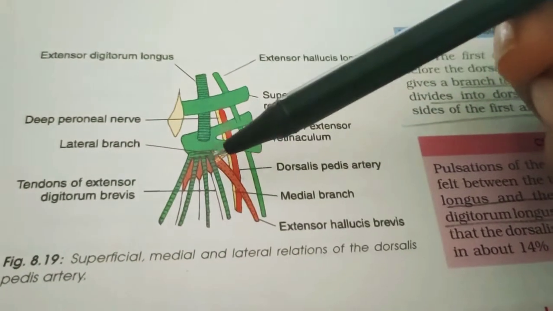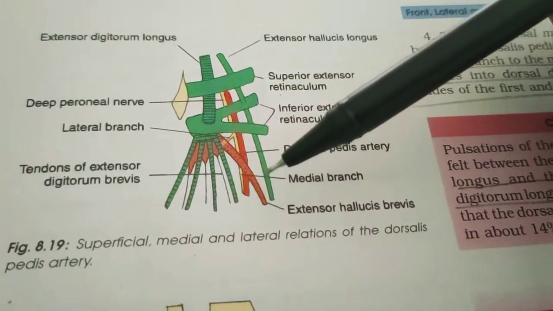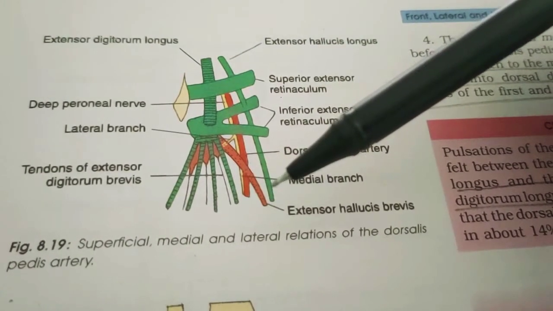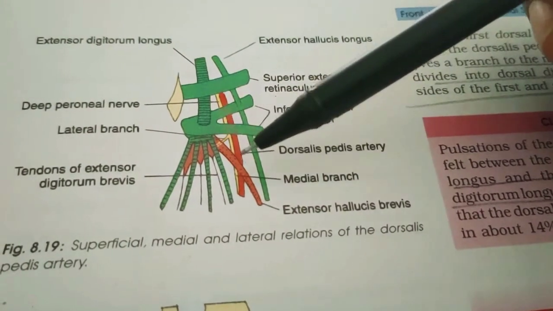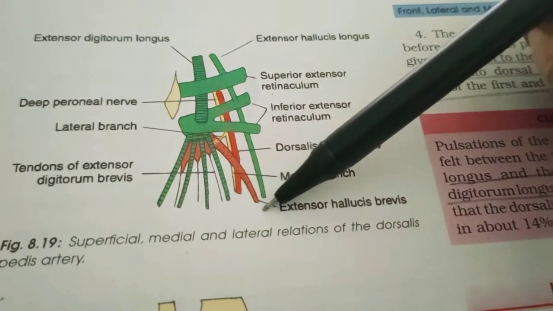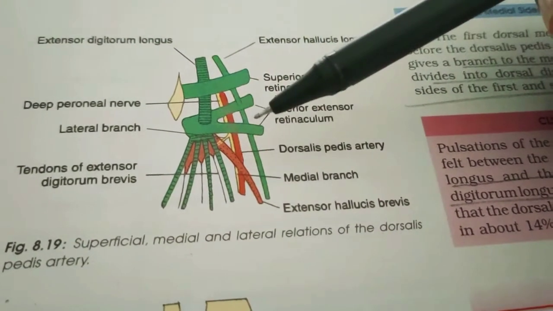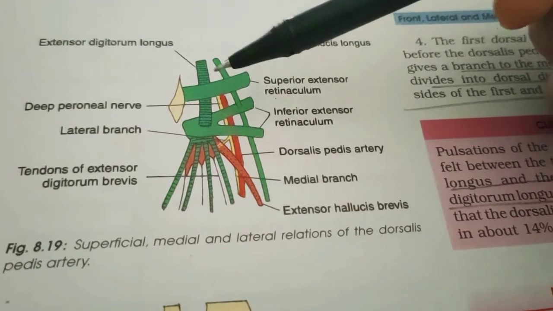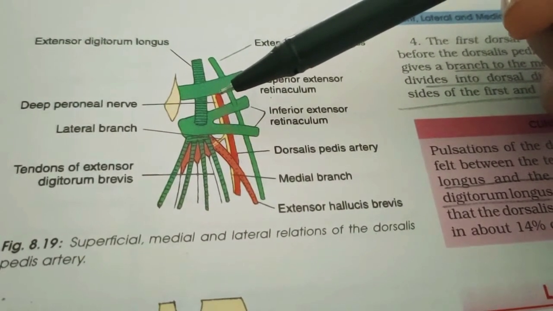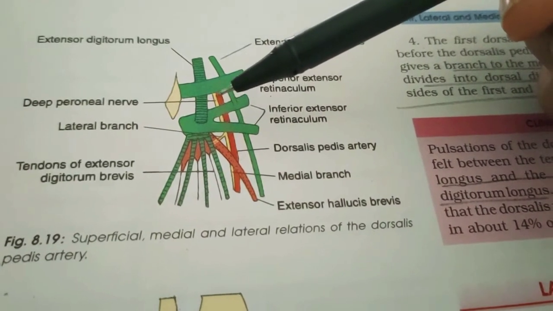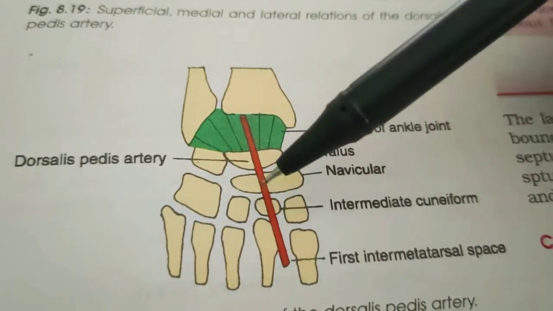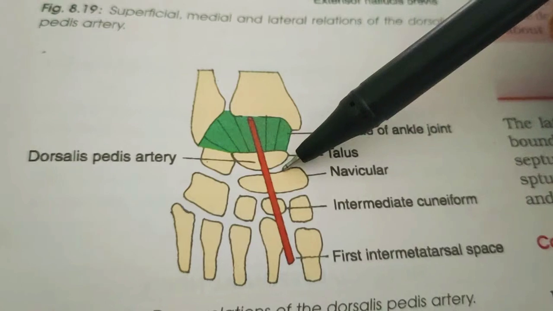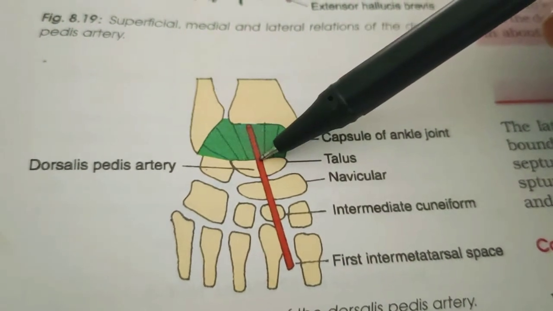It is better to see this in the diagram. You can see the extensor hallucis brevis muscle, which crosses the artery from the lateral to the medial side. Deep to the dorsalis pedis artery, you can see the capsular ligament of the ankle joint, just inferior to it, and also the talus, navicular, and intermediate cuneiform bones.